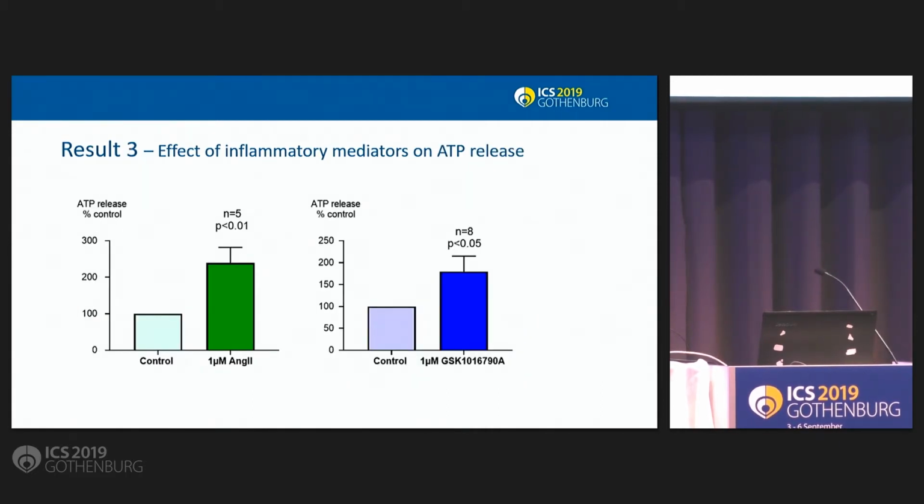To add the functional relevance, we also examine the effect of these inflammatory mediators on the ATP release from the urothelium. Now, ATP release from the urothelium is the main functional output of bladder urothelium. As you can see here, in two of the mediators tested, both increased the ATP release. The first one is angiotensin 2, that increased ATP release by about 50%, 100% in fact. Then also the GSK, the TRPV4 activator, can also increase the ATP release by a large proportion.